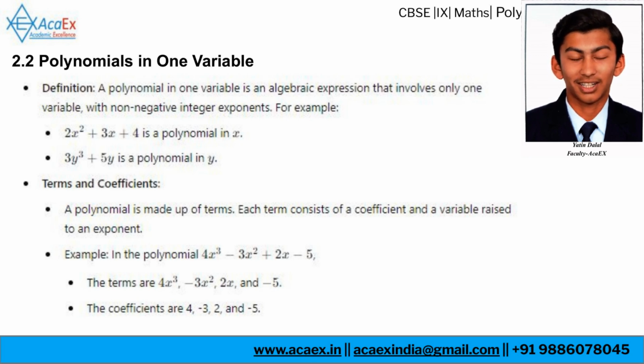Terms and coefficients. A polynomial is made up of terms. Each term consists of a coefficient and a variable raised to an exponent. Example, in the polynomial 4x cubed minus 3x squared plus 2x minus 5, the terms are 4x cubed, negative 3x squared, 2x, and negative 5. The coefficients are 4, negative 3, 2, and negative 5.